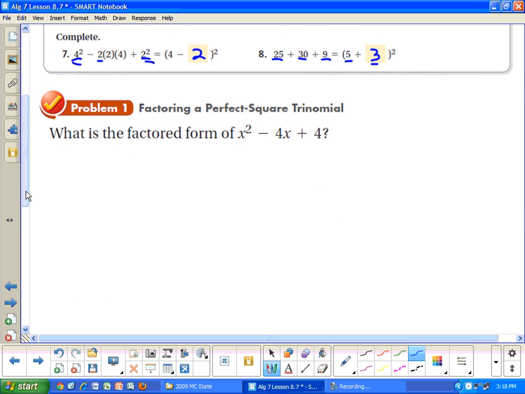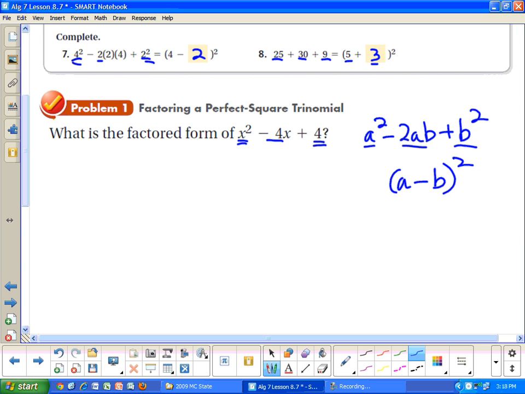So we have x squared minus 4x plus 4. If it's a perfect square trinomial, then this number needs to be a square number, which it is. This number needs to be a square number, which it is. And then this middle number needs to be twice the square root of this times the square root of this. So we're hoping that it fits one of these forms here. And since there's a minus, we're going to look at this form. If it fits this form, then we can factor it this way.